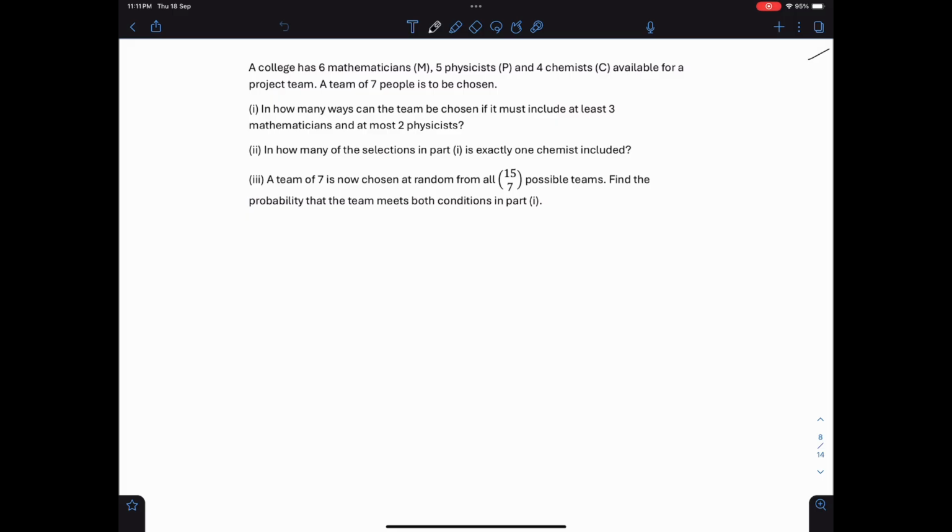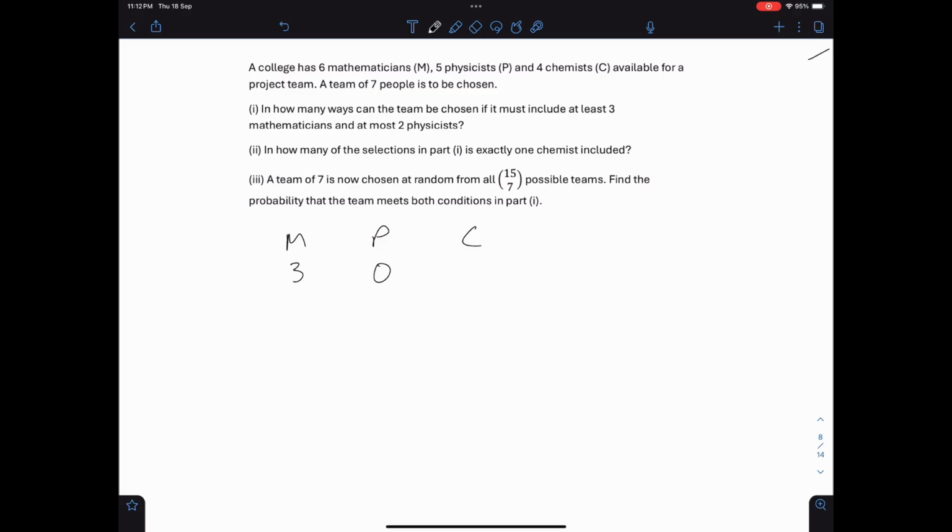Now this question. This can be a bit time consuming, but if we just barrel straight into part 1, you need at least 3 mathematicians and at most 2 physicists. So if I do MPC for mathematicians, physicists and chemists, I'll start at having 3 mathematicians, because I know I have to have at least 3. And I'll just do the least possible numbers of physicists and then increase them.